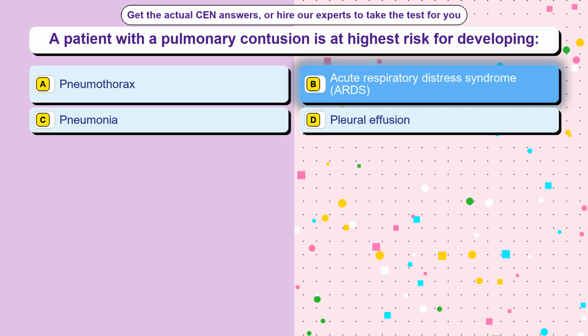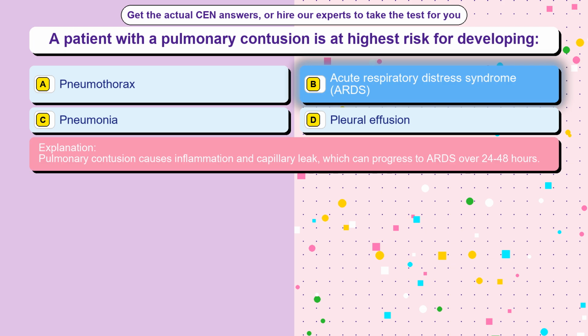The correct answer is option B. Acute respiratory distress syndrome, ARDS. Pulmonary contusion causes inflammation and capillary leak, which can progress to ARDS over 24 to 48 hours.